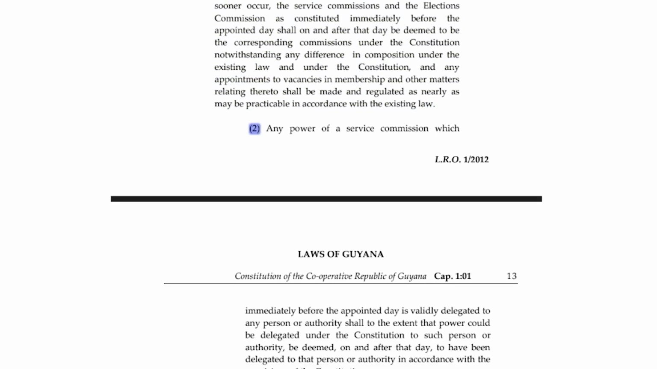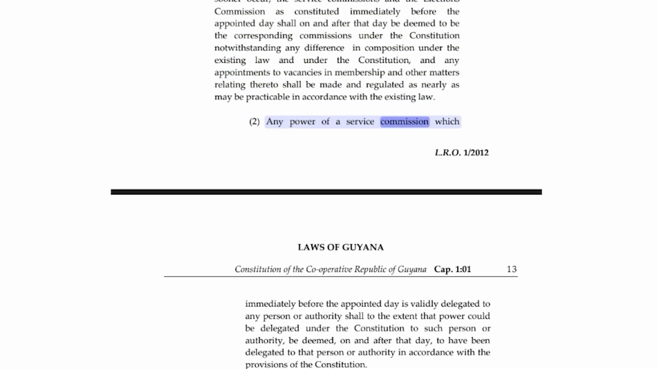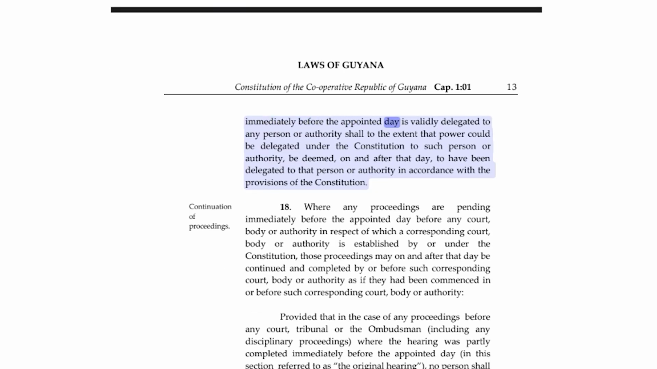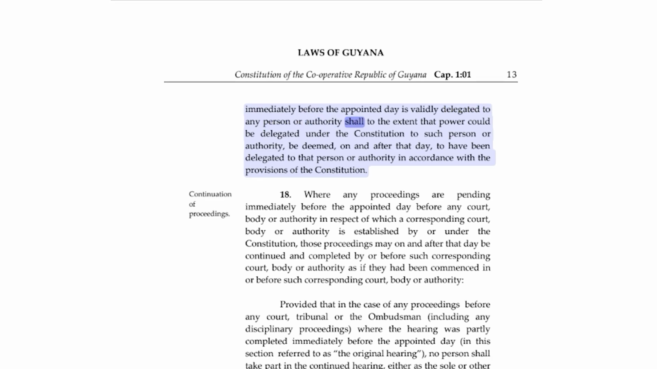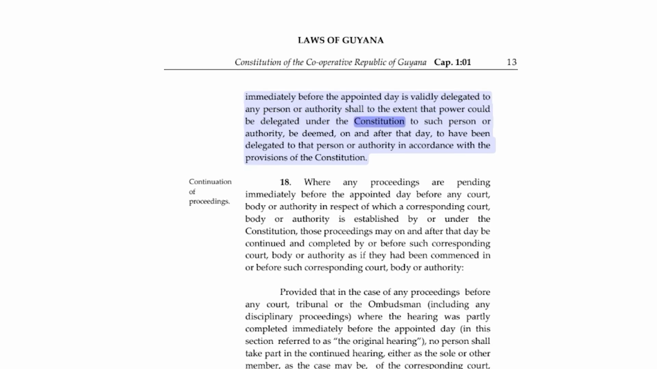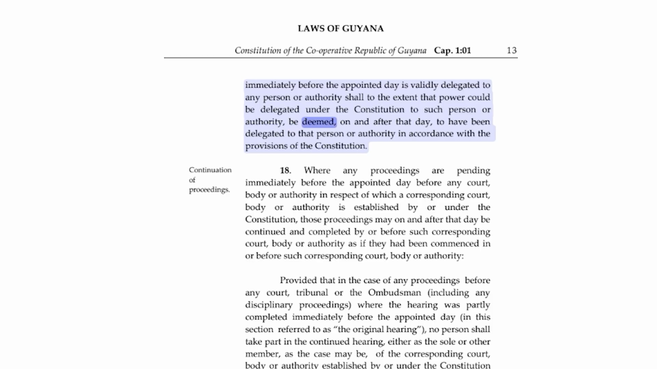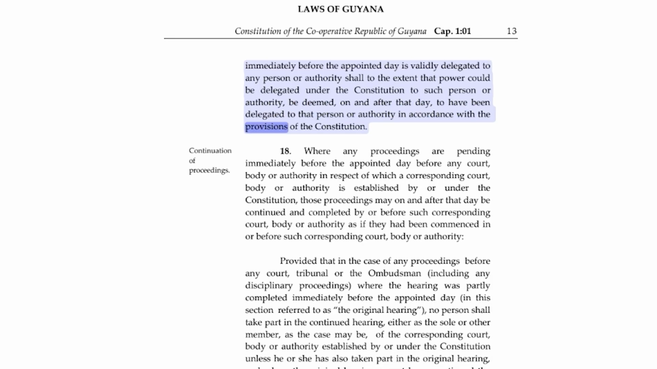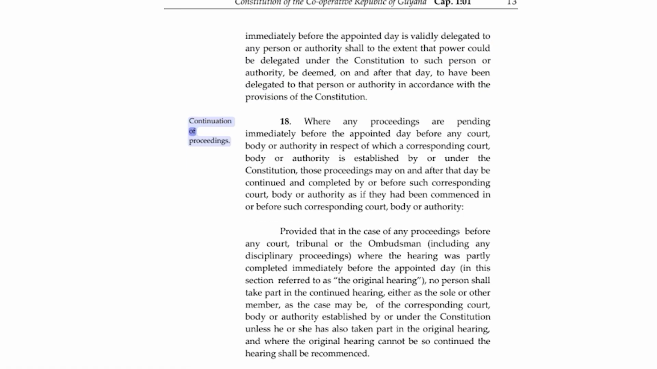existing law. 2. Any power of a service commission which, immediately before the appointed day is validly delegated to any person or authority shall to the extent that power could be delegated under the Constitution to such person or authority be deemed, on and after that day, to have been delegated to that person or authority in accordance with the provisions of the Constitution. Continuation of proceedings.